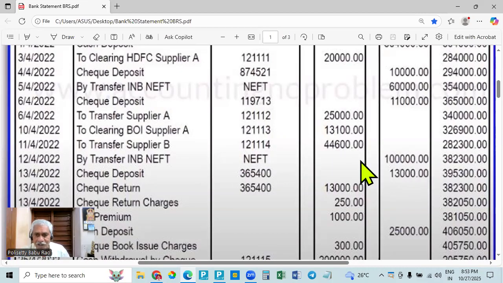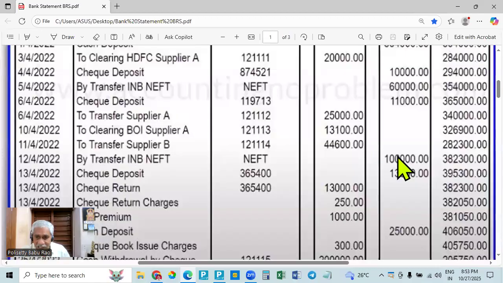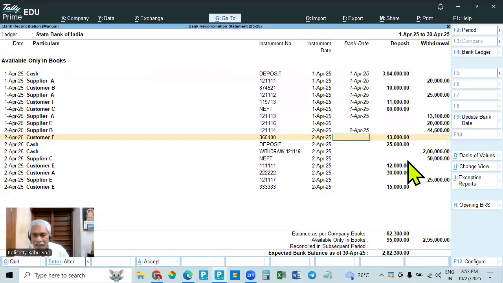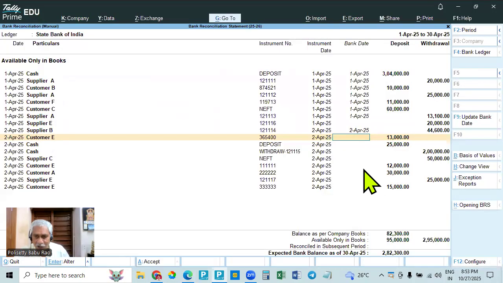Then the gift we received, 1 lakh. So we received 1 lakh. Correct, in the bank statement, credit means that is deposit for us. So we received that, we received 1 lakh. So on the debit side, there is no 1 lakh. So remember this amount is not available. That 1 lakh is available.